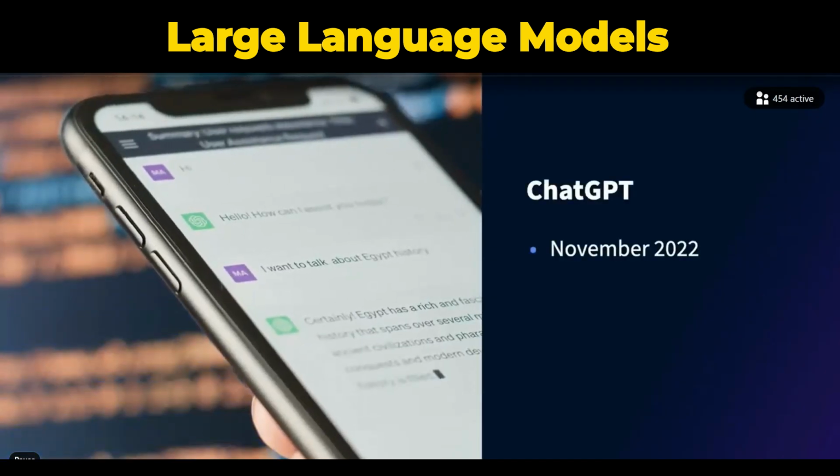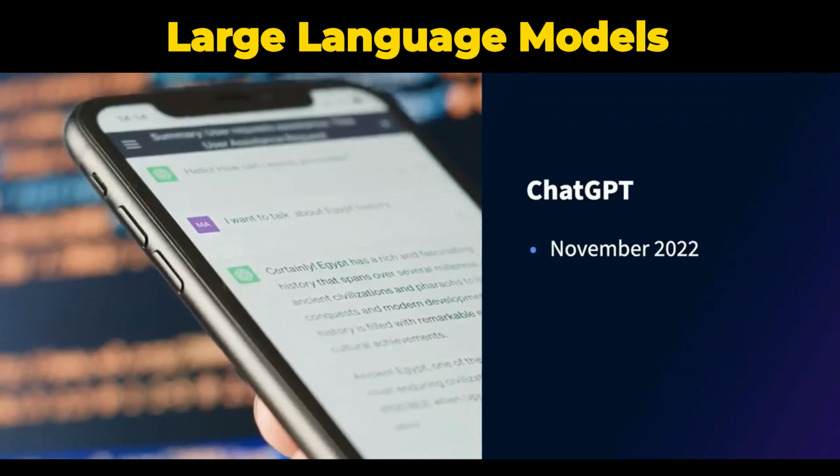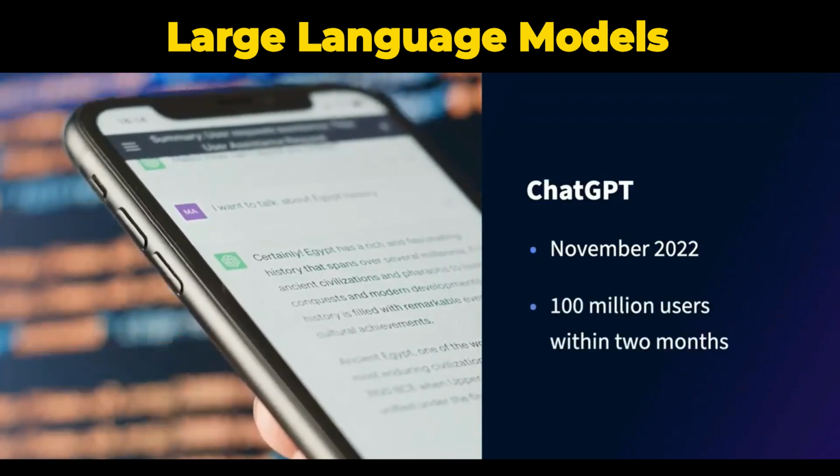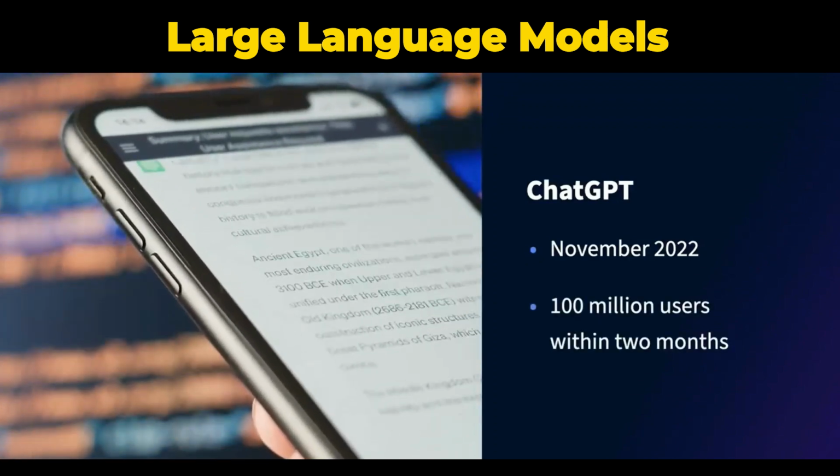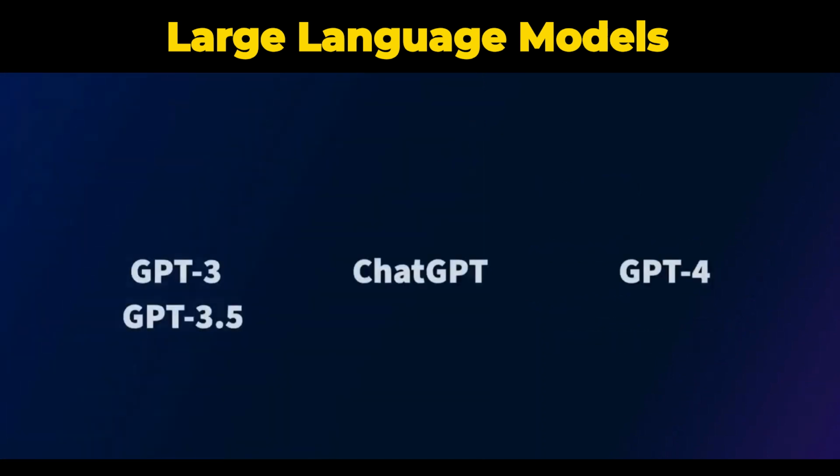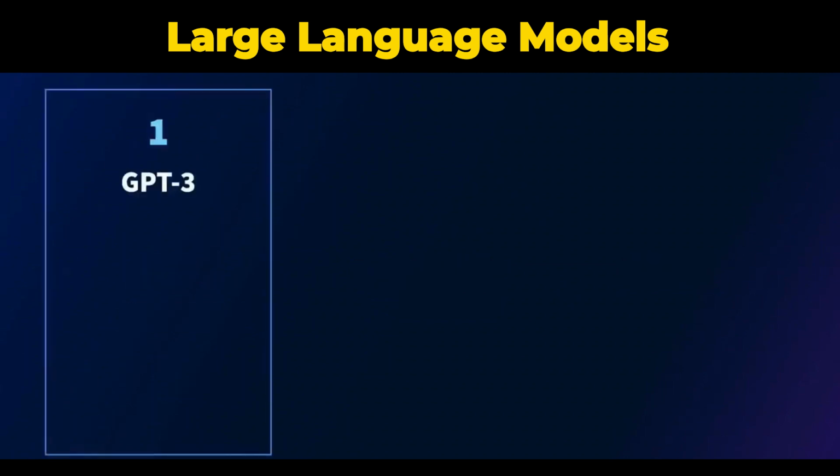ChatGPT launched on the 30th of November 2022 and had 100 million monthly active users 2 months later. But what's the difference between GPT-3, ChatGPT, and GPT-4? GPT-3 could generate text, and we saw earlier that it does a great job of it. The only problem is it doesn't follow instructions.